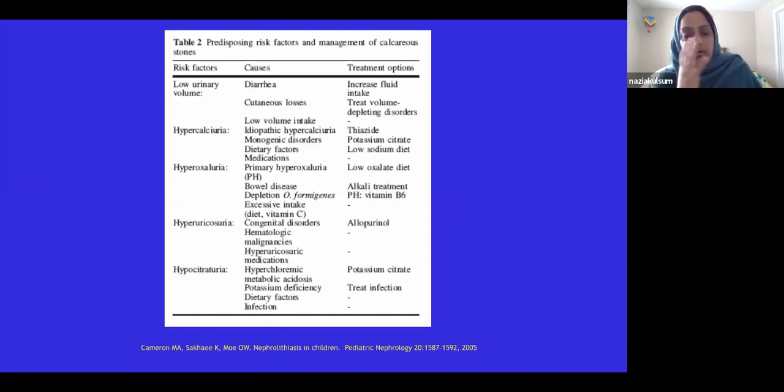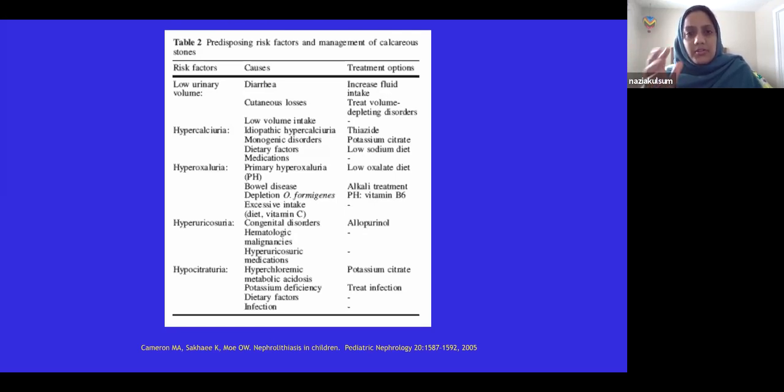So ultimately, if you just summarize, these are all the risk factors for calcium stones. One is low urinary volume. Hypercalciuria, which is high calcium in the urine, could be from monogenic causes, dietary causes, or medications. Hyperoxaluria is either primary hyperoxaluria or mild hyperoxaluria just from intake, vitamin C being the most common. Hyperuricosuria is again because of metabolic conditions or even hematological conditions or malignancies. And then hypocitraturia is where there is either low citrate intake, dietary deficiency, or certain metabolic diseases.